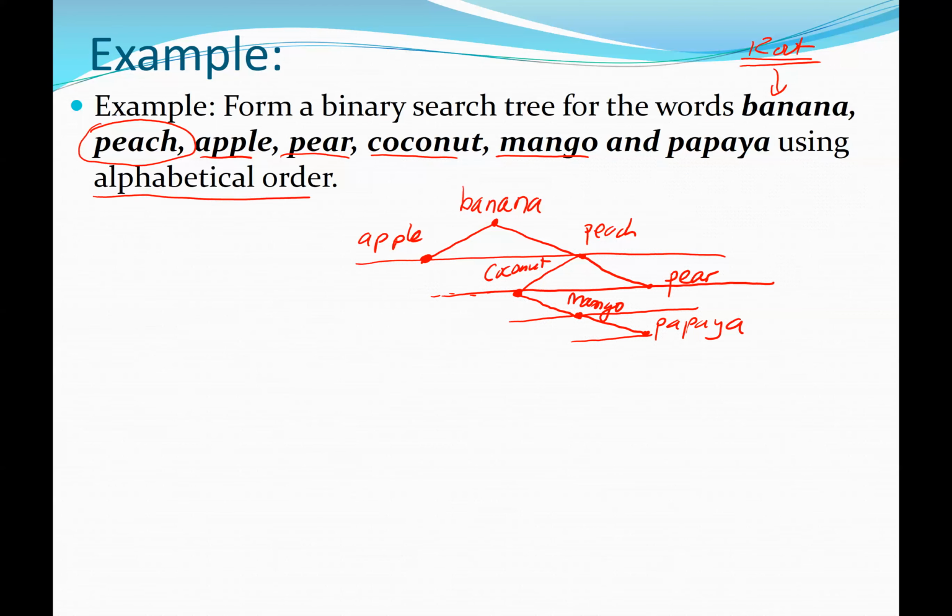Banana will always be the designated root because that's the first item in the list. And peach is bigger than banana, so it will be on the right-hand side. Apple is smaller than banana, so it will be on the left-hand side. Pear is bigger than banana, so right-hand side. And then pear, comparing letter by letter, is bigger than peach, so it's on the right-hand side. And then coconut is bigger than banana, but smaller than peach, so it's on the left-hand side of peach. And then that's how the list follows. Sounds good? All right, so that's how we build a binary search tree on this. All right.